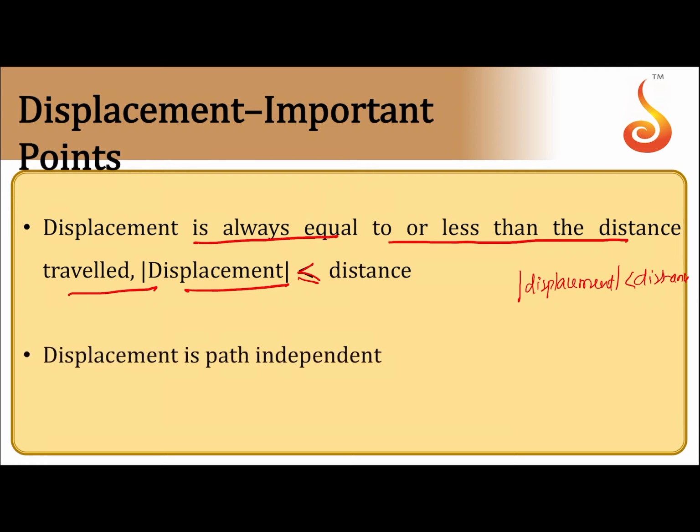And also displacement is path independent. What does it mean? I will take the same example. This is your college, say, and this is your home. In the morning, you directly run from your home to your school or college. You are short of time and you are running. And in the evening, this is how you reach your home. But in both the cases, the path does not matter, the displacement is same, which means that it is independent of the path selected.